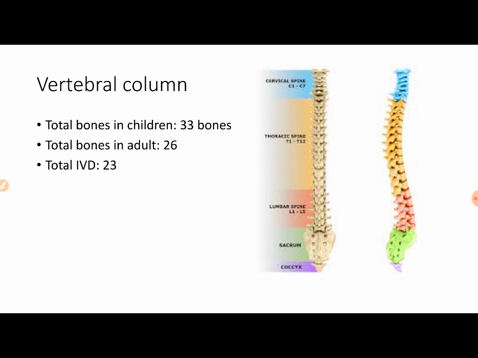Normally, you have a total of 33 bones, but as we grow up, it will reduce down to 26 because your sacrum and your coccyx will fuse into one. And you have a total of 23 intervertebral discs.